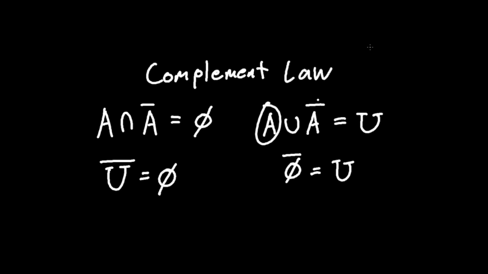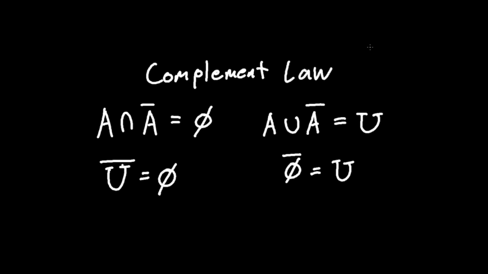Same for this. If you take the union of A with everything that A isn't, then you just get the universal set, because everything that A isn't is the rest of the universal set, right? If you combine A with the rest of the universal set, you just get the universal set.